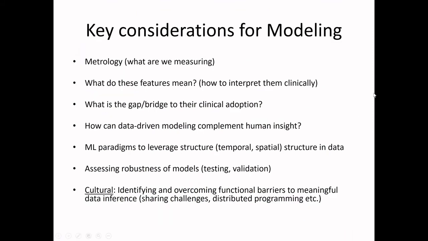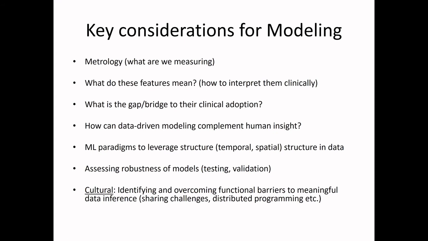In the process of trying to do this, some key considerations might emerge. For example, what do these features mean? When we use deep learning and really deep networks in terms of architectures, what are we learning, what are we measuring, and how can they be interpreted? These are natural questions that arise.